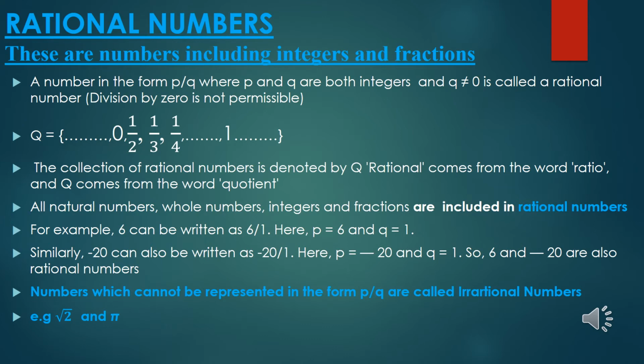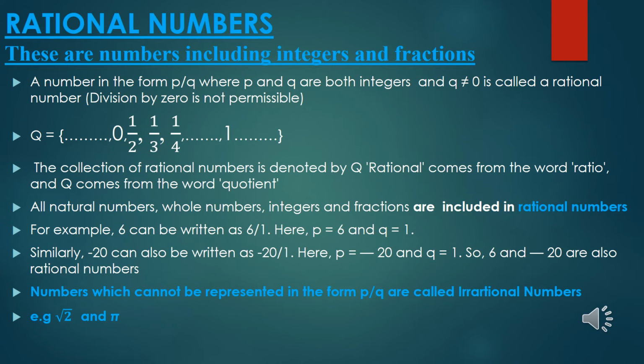All natural numbers, whole numbers, integers, and fractions are rational numbers. For example, 6 can be written as 6 by 1. Here, p equals 6 and q equals 1. Similarly, -20 can also be written as -20 by 1. Here, p equals -20 and q equals 1. So, 6 and -20 are also rational numbers. Therefore, the rational numbers also include natural numbers, whole numbers, and integers.